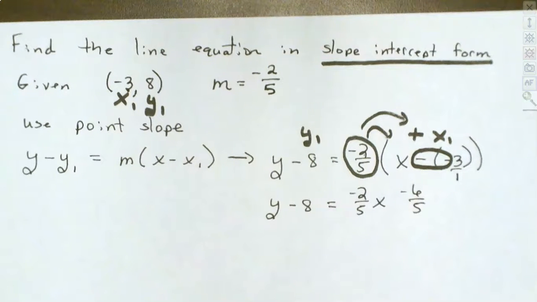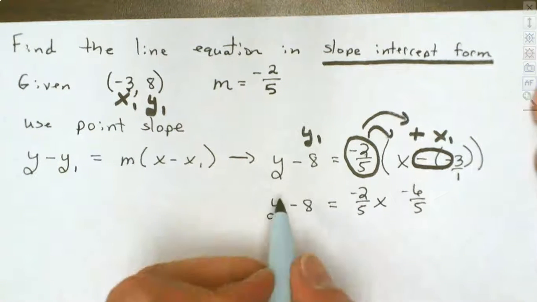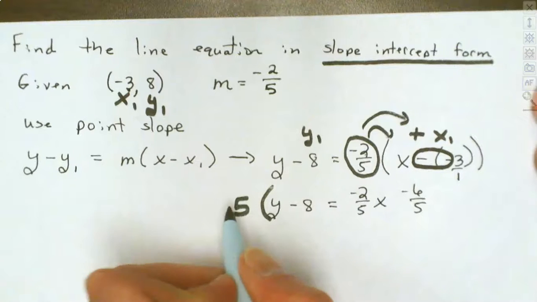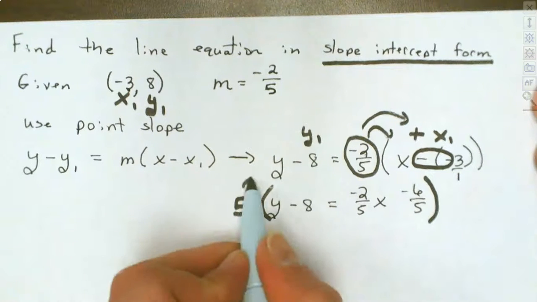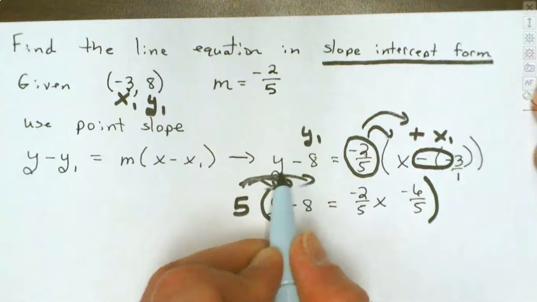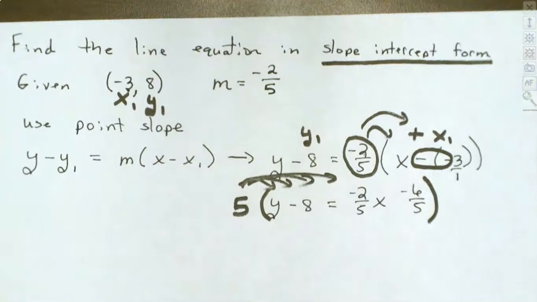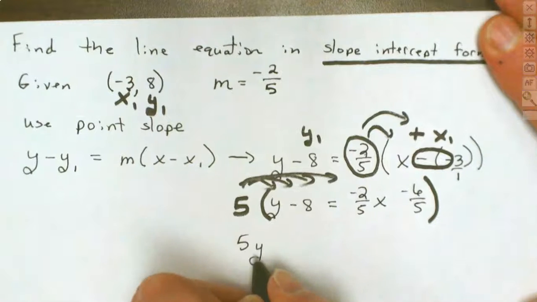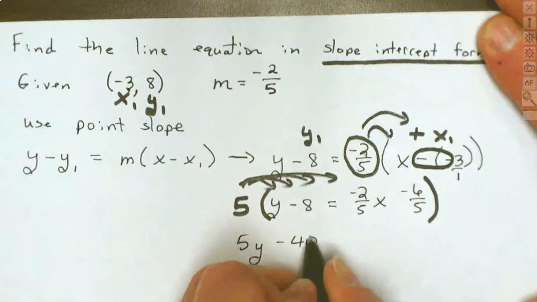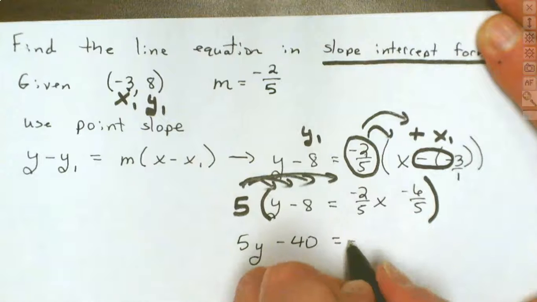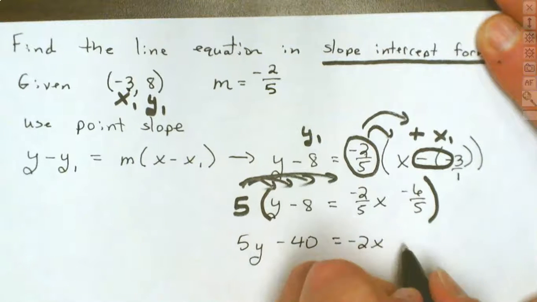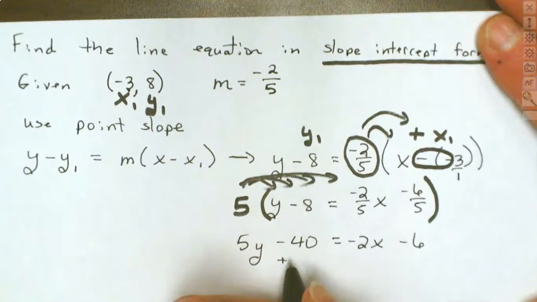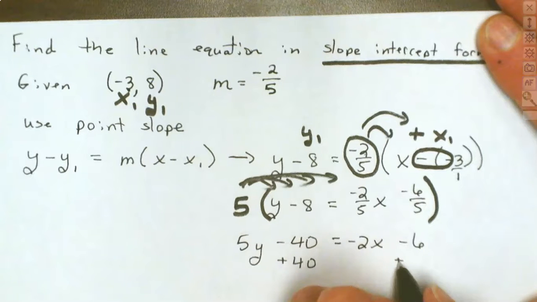Now, we still need to go ahead and get this in slope-intercept form. So that means we need to solve it for y. And it's probably going to be easiest if we clear out our fractions. So I'm going to multiply everything by a 5 here to go ahead and remove those fractions. And so multiplying everything now by a 5, I get 5y minus 40 equals a minus 2x minus 6. We're going to add our 40 to each side.